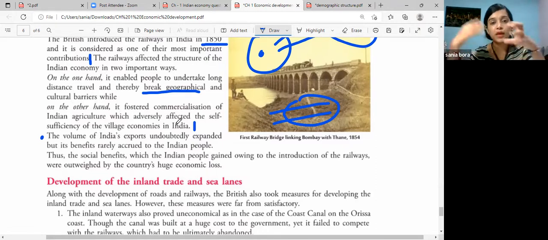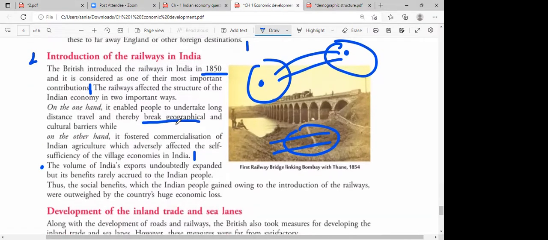So overall, you can say there was a good point plus a bad point. But coming to the conclusion, you have to conclude that the economic loss was more as compared to the social benefit. Clear? Clear, everyone? Okay, great.